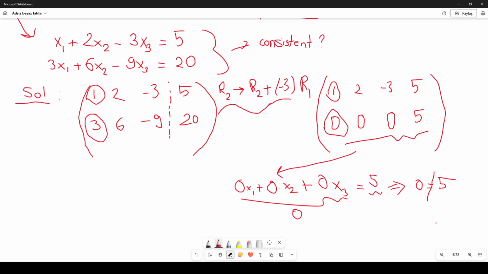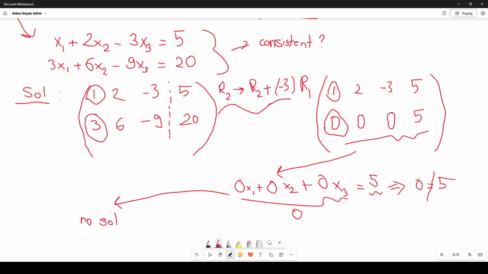Why? Because regardless of the values of the unknown variables, we come to a point saying that 0 is equal to 5, which is always false. This means that we have no 3-tuple that satisfies both equations at the same time. So this is how we can decide whether or not we have at least a solution. We have the empty solution set in this problem. So, no solution.